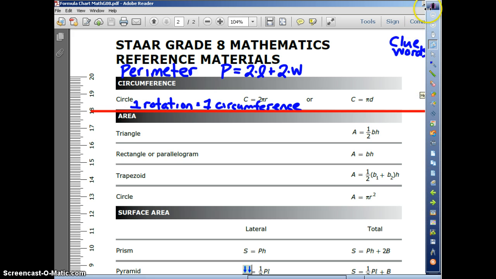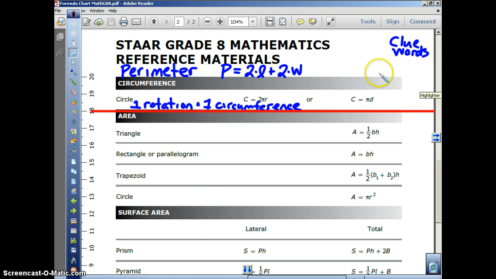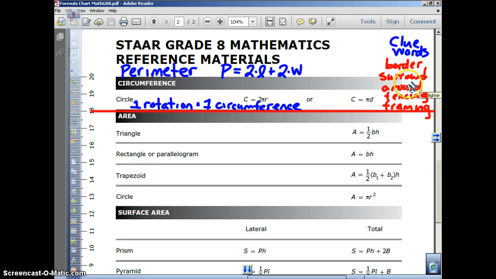Now, draw a line across here. Draw a line through there. And I want you to write clue words up here. Clue words. All right? Clue words for perimeter include words like border, surround, around, fencing, and framing. Anytime you're going to fence something in, you should be thinking maybe they're talking about perimeter. If I'm going to put a border around the edges of a room, we're probably talking perimeter. Okay, so write down those clue words.